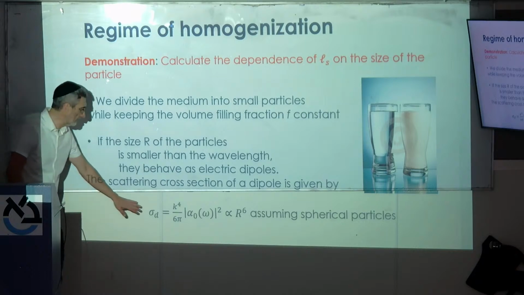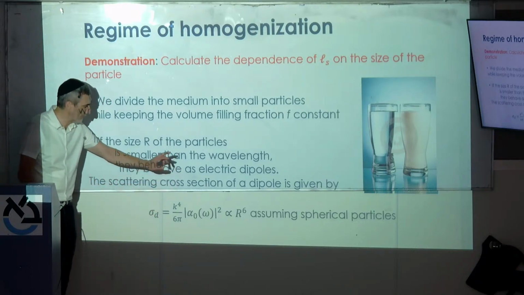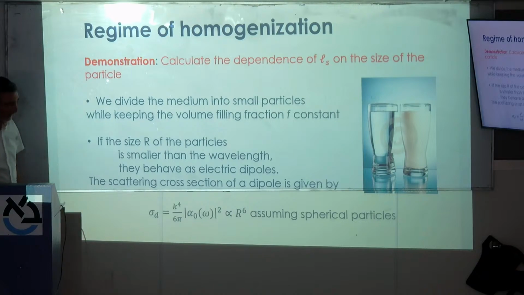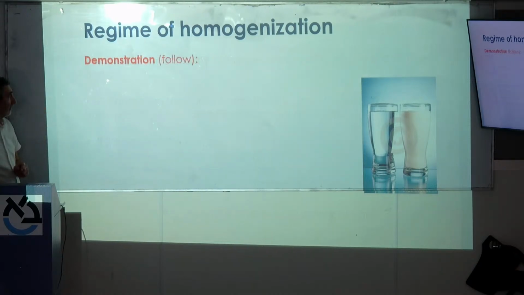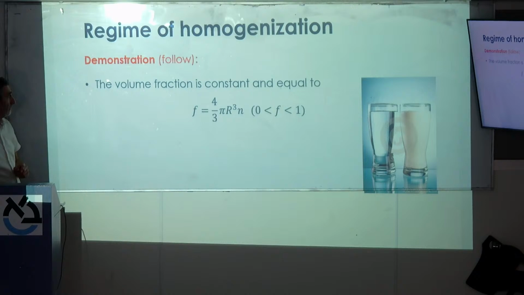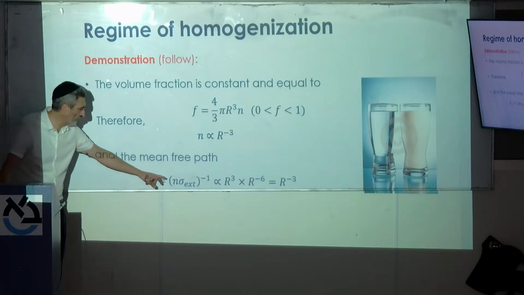So the scattering cross-section goes like r to the power 6, assuming spherical particles, for instance. So that's one thing. You remember what is the expression for the mean free path? It's 1 over n sigma. So Ls is 1 over n sigma.